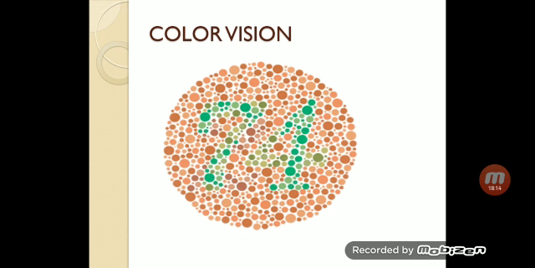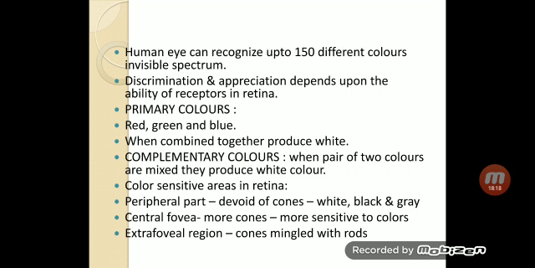Okay, next moving on to the important topic, color vision. The human eye can recognize up to 150 different colors in the visible spectrum, and discrimination and appreciation depend upon the ability of the receptors in the retina. The visible spectrum is 350 to 700 nanometer. You have primary colors, that is red, green and blue, which when combined together produce white. Complementary colors are when a pair of two colors are mixed, they produce white color.